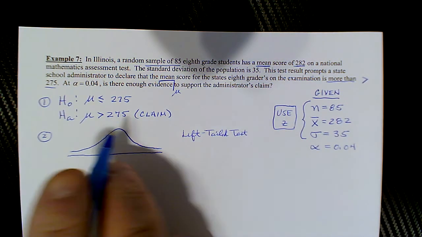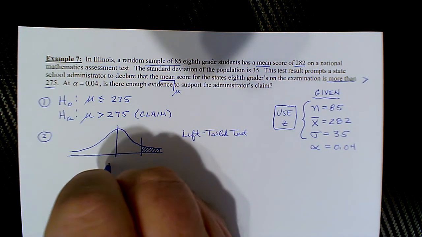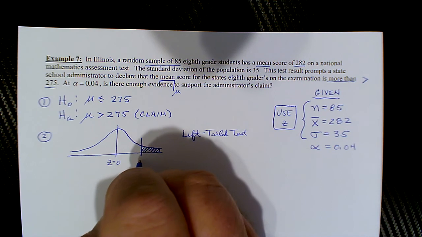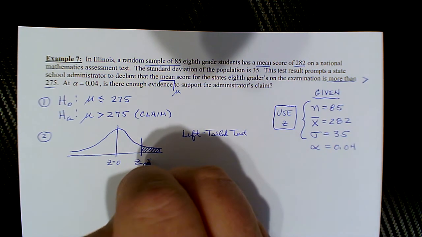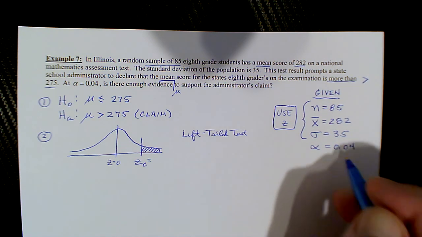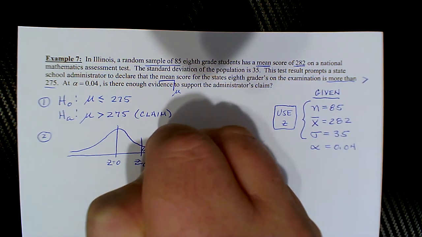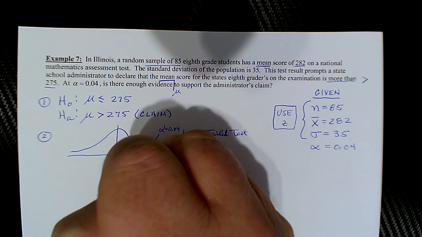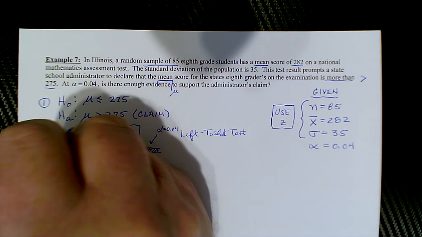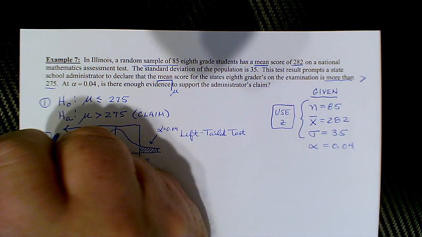And the area in that tail is the value of alpha. So alpha is 0.04. But to find the critical value, we need the area to the left of that, which is the complement, 1 minus 0.04, or 0.9600. And then we look that value, 0.9600, up in the guts of table 4, and we find 1.75.